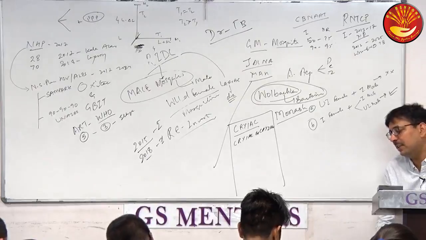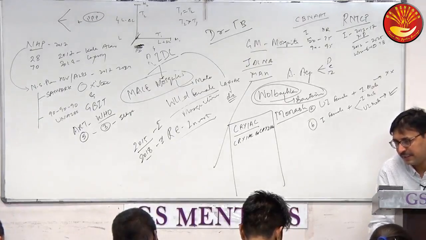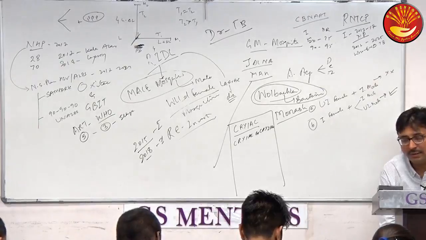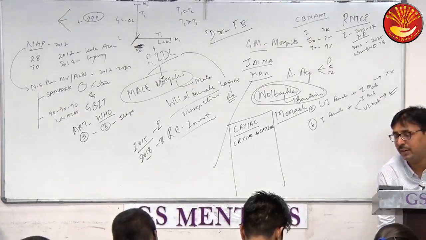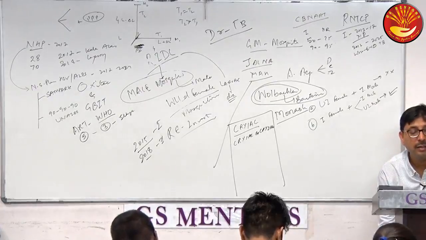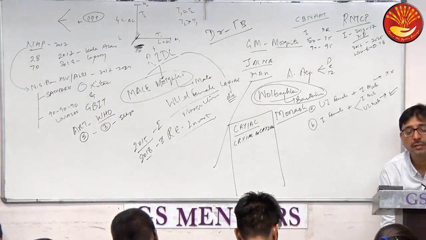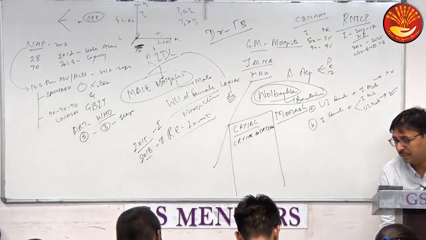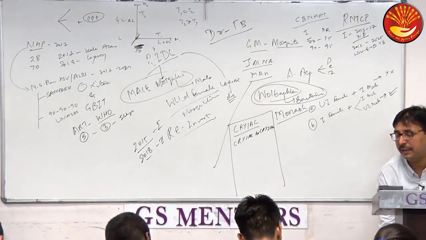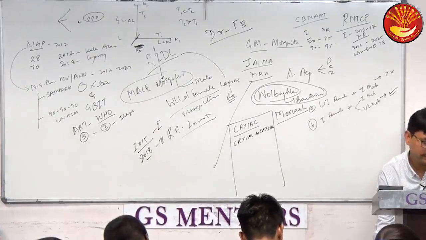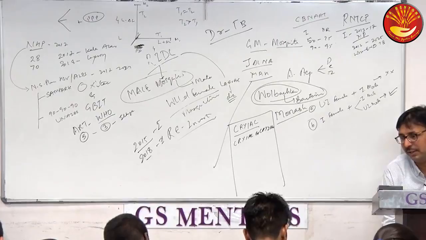It is the only navigation system in the world providing services in L band and S band. Remaining others provide only in L band. Because of the two frequencies, it will be less affected by the changes in the ionosphere. Underline, this is a PT question. Changes in the ionosphere.